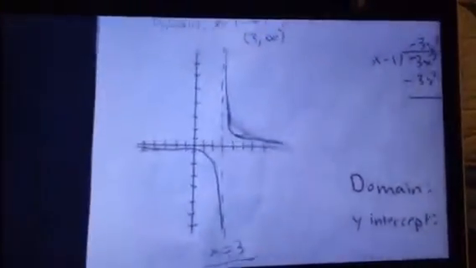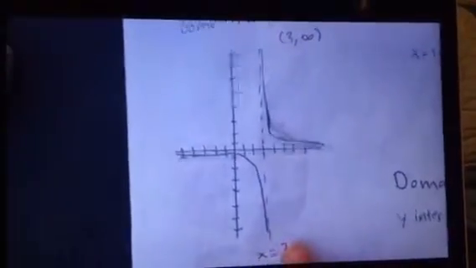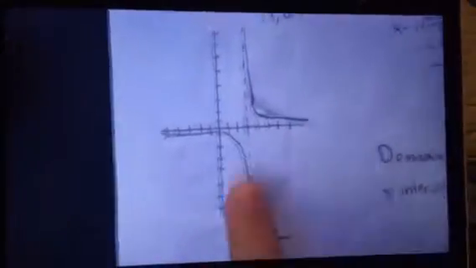Now the way you would graph this is you would see where the vertical asymptote is. The vertical asymptote is at positive 3. So you would draw a dotted line at positive 3. And now to graph it, you would plot the points and you would get this graph.